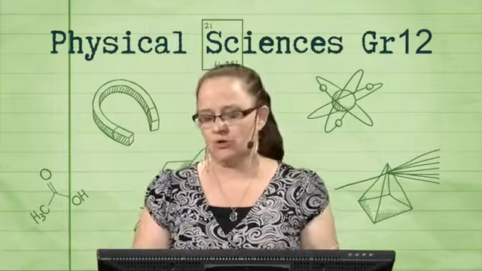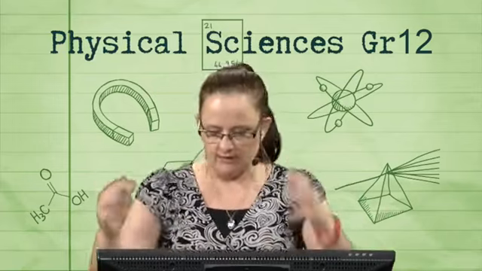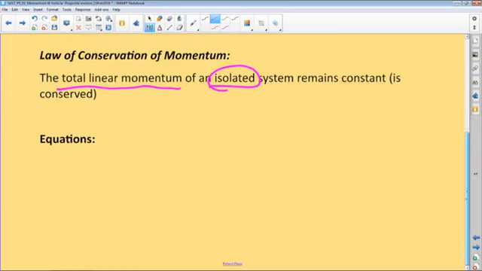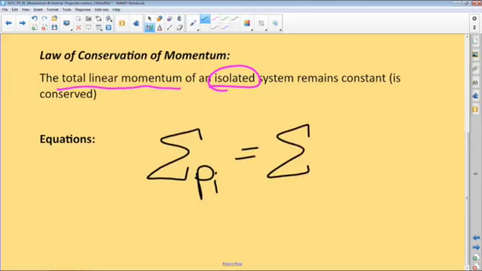And what that means for us is that because we're ignoring external forces, the total linear momentum, very important word, in an isolated system remains constant. It is conserved. How do we put that into an equation? Now, this is very important. I'm going to write sigma initial momentum, or before, is equal to sigma momentum after.